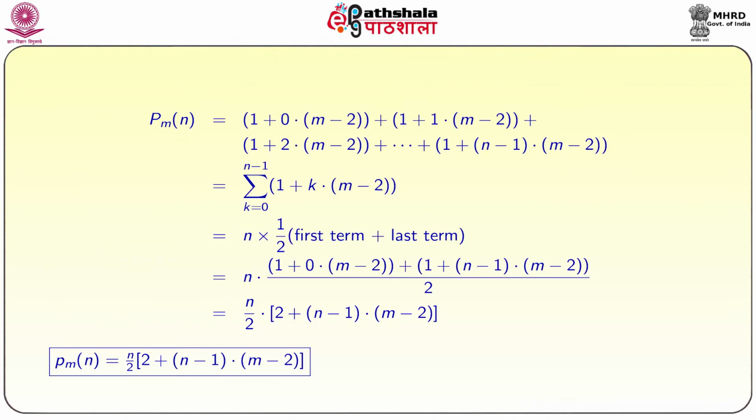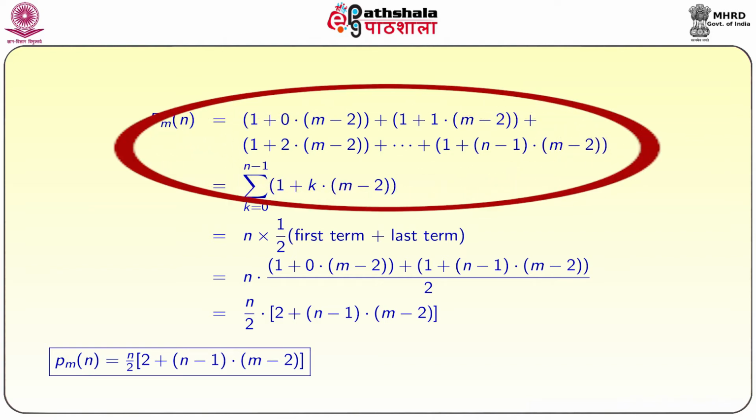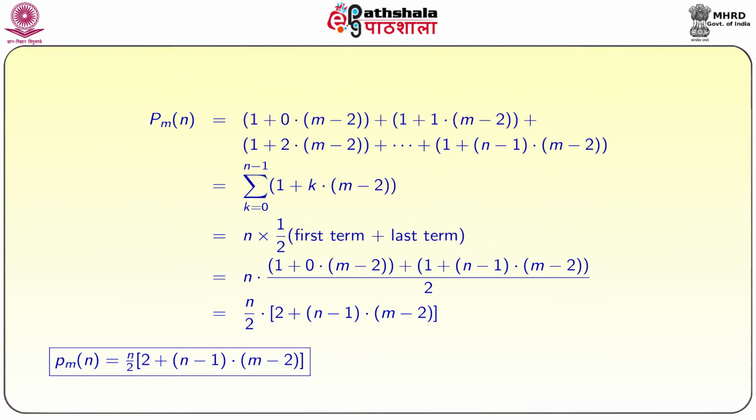So, in general, this Pm of n we can now calculate. If you look at the P3 of n case, the common difference is 1. In P4 of n the common difference is 2. In P5 of n the common difference is 3. So, in general, for Pm of n the common difference is going to be m minus 2. So, the first number is 1 plus 0 into m minus 2, the second term in the sequence is 1 plus 1 into m minus 2 and so on. The last one is 1 plus n minus 1 into m minus 2. I have to add all of them.